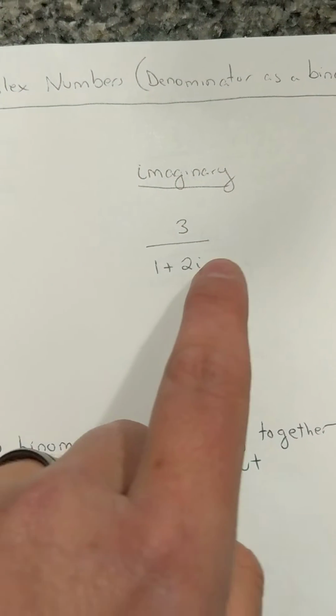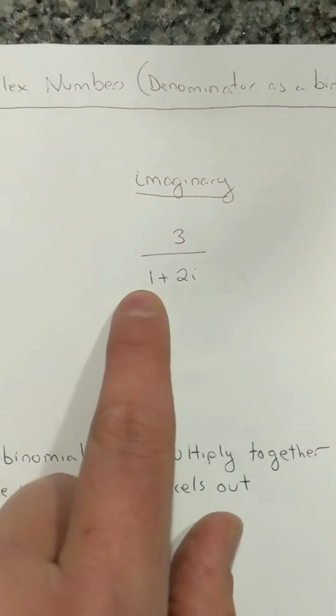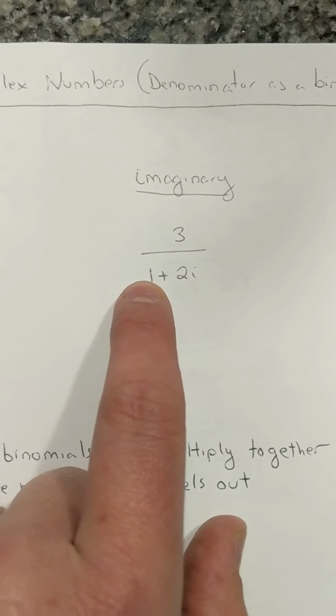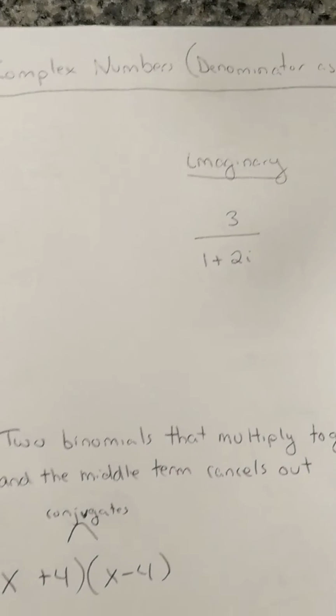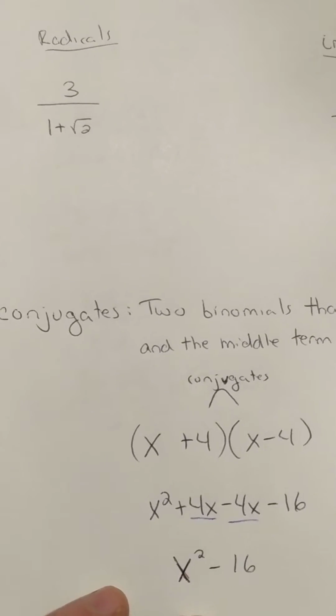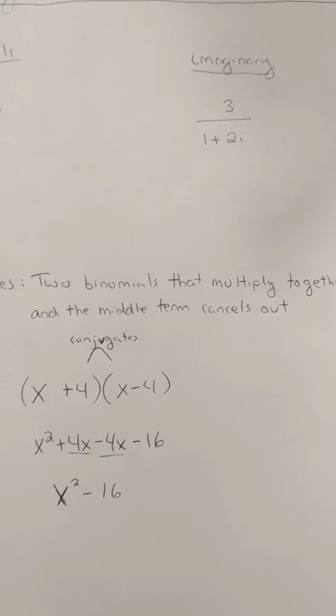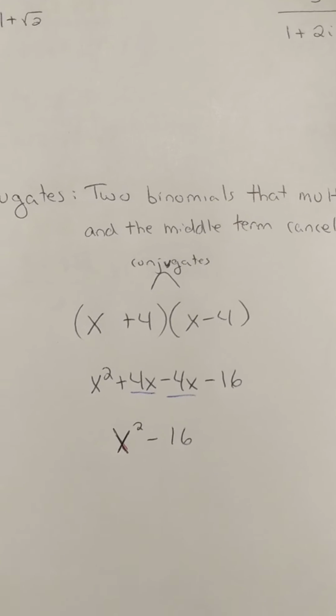But unfortunately, if we just multiplied by i, the i is going to go with the 1, cancel out with the 2i, but then we still have an imaginary term. So what we need to do is we need to use something called a conjugate. So a conjugate is when we have two binomials that when they multiply together, the middle term cancels out.